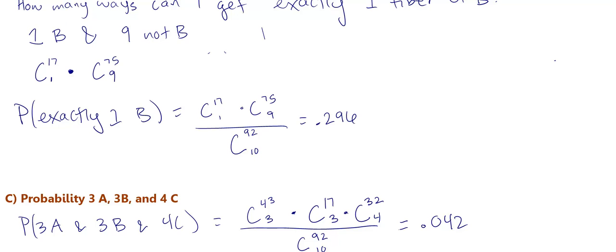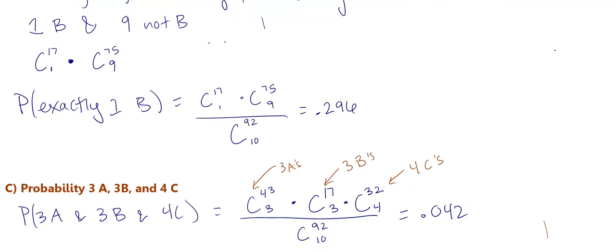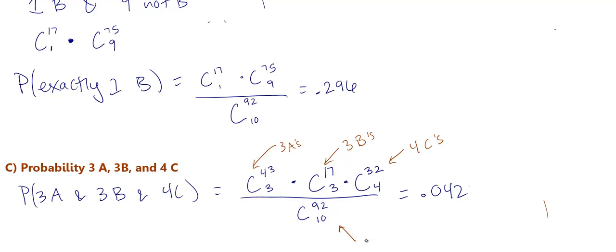Let's just come back and remind ourselves what each of these are. This gives me my 3 A's. This gives me my 3 B's, and this gives me 4 C's. And this just gives me a sample of 10 fibers. You don't care anything about what type of fiber, just the grand total number of ways you can pick 10 fibers.